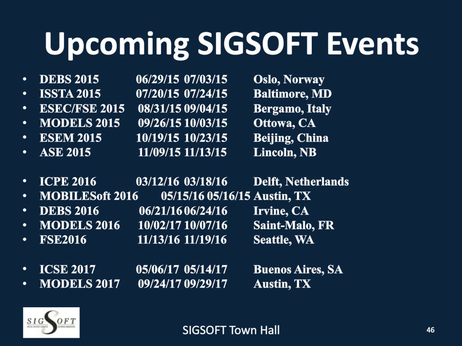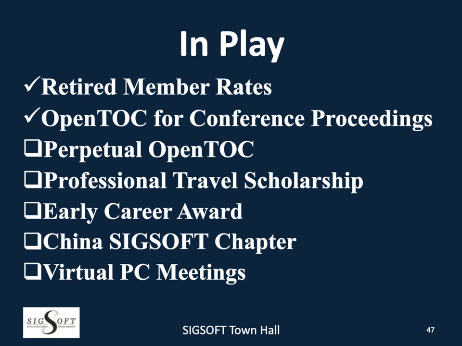So this is a quick look at all the events that we have coming up this year and next year. ICSE was in Austin, Texas, and FSE is going to be in Seattle. But you also see that ICSE 2017 is going to be in Buenos Aires. Hopefully everything will fall into place there. It's looking good, and we hope everything works out.